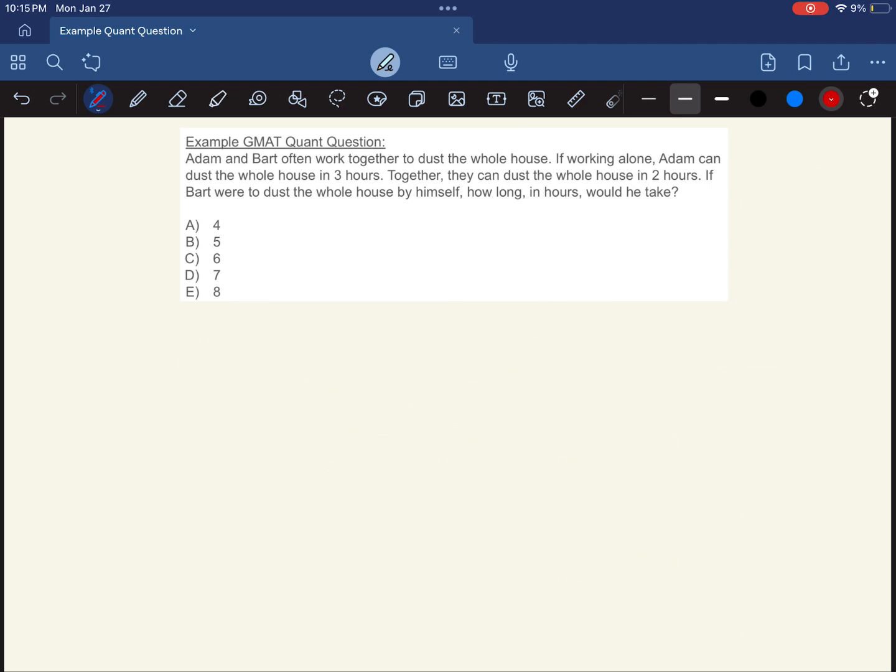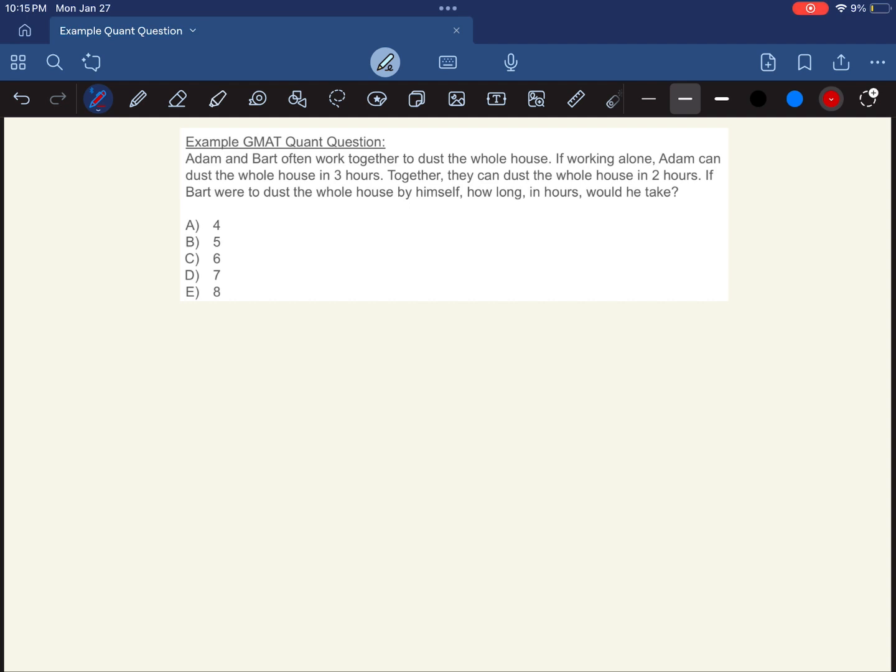All right, let's start with an example GMAT Quant question. So in this question, Adam and Bart often work together to dust the whole house. If working alone, Adam can dust the whole house in 3 hours, but together, they can dust the whole house in only 2 hours. So if Bart were to dust the whole house by himself, how long in hours would he take?